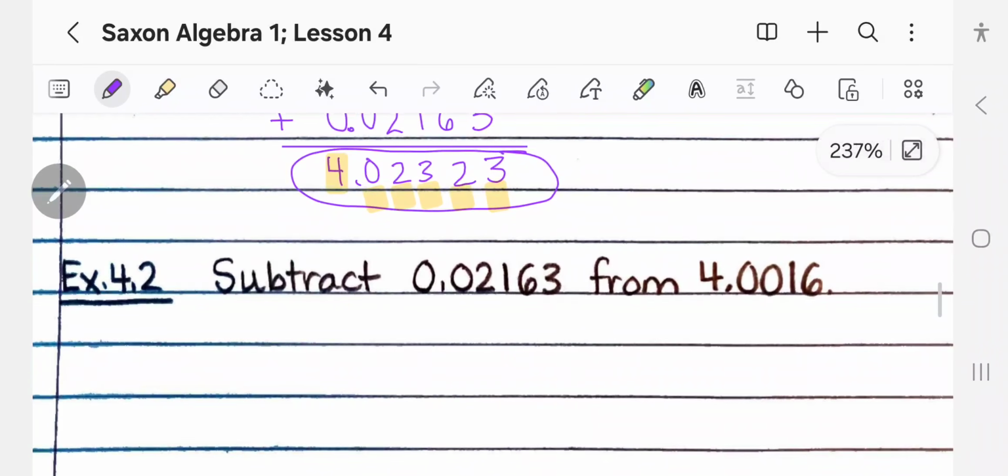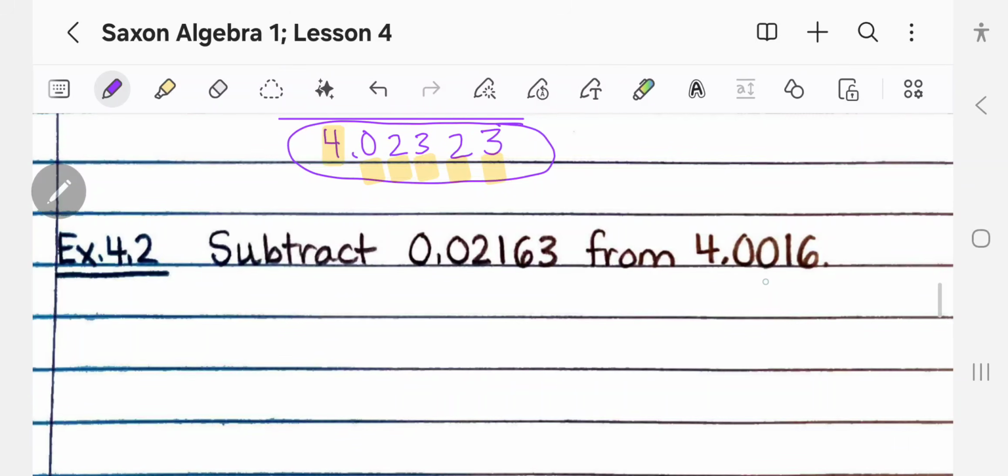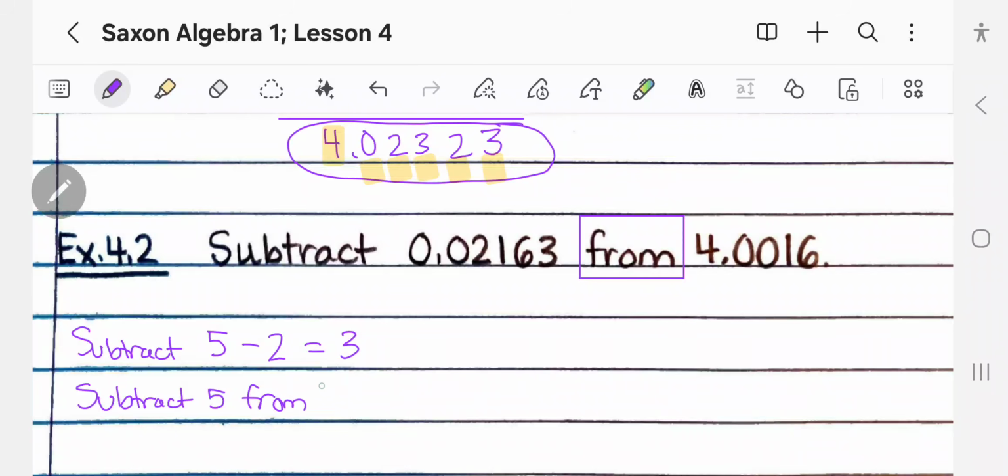4.2, subtract this number from this number. So let's write what we're subtracting it from, because that's probably the trickiest part here. You're going to see that, and it changes the order a little bit. Like if I say subtract, this is a side example, 5 minus 2. Well, you just do 5 minus 2, right? But if I say subtract 5 from 7, then you wouldn't do 5 minus 7. The from says I want you to take the 5 from the 7. So I want you to turn it around.